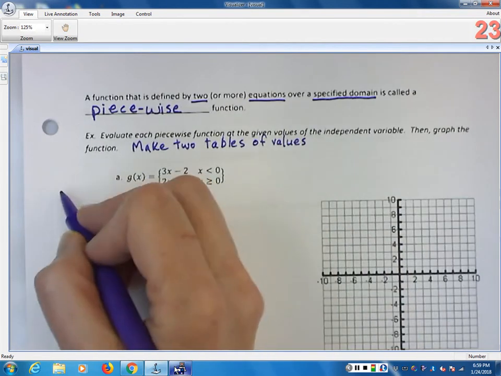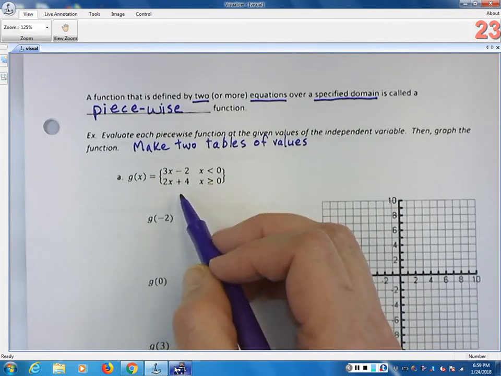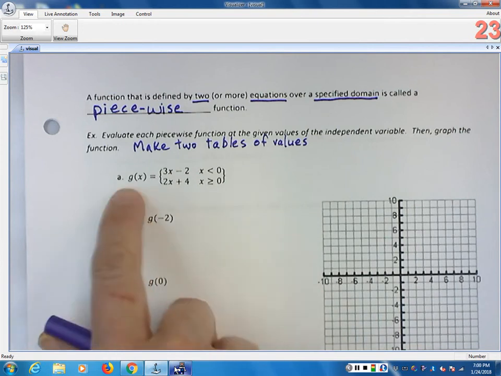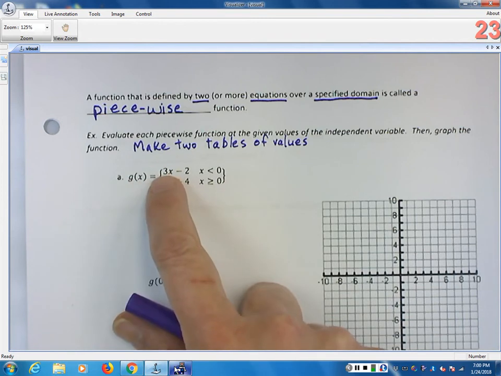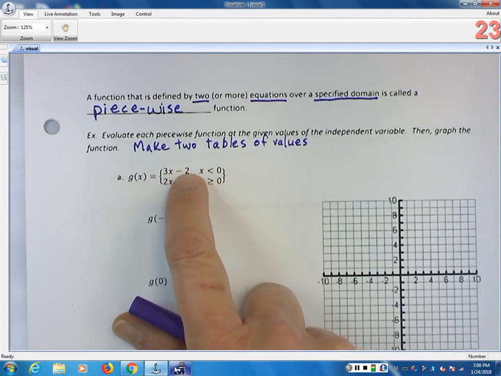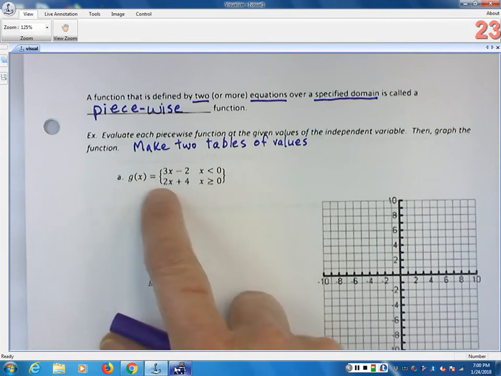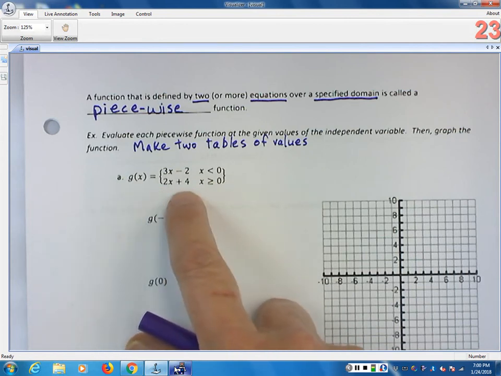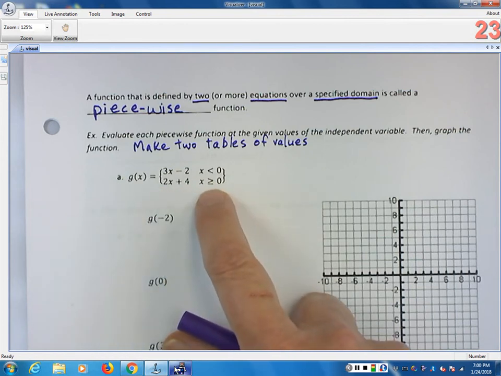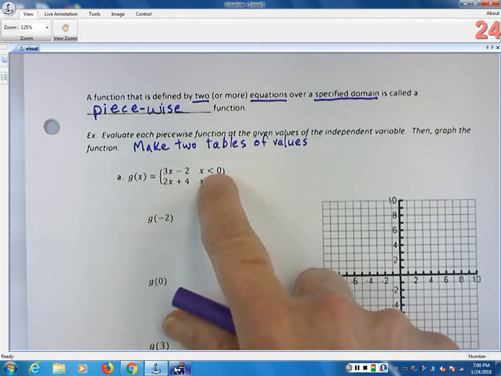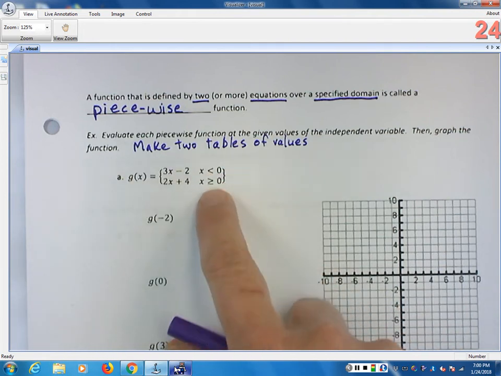And we've got, okay, we can fill in what these are first. So here's the function, it's piecewise. G of x is equal to the linear equation 3x minus 2 when x is less than 0. And it's equal to the linear equation 2x plus 4 when x is greater than or equal to 0. So this is our defined one. The left side is less than 0, the right side is greater than or equal to 0.